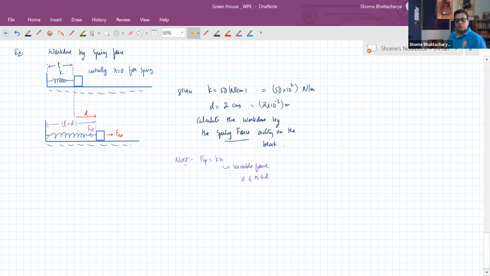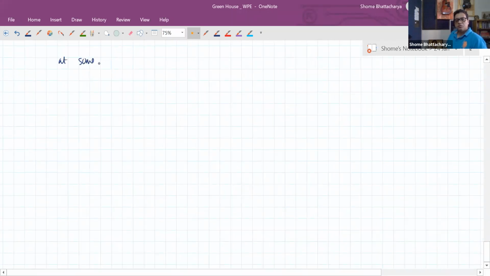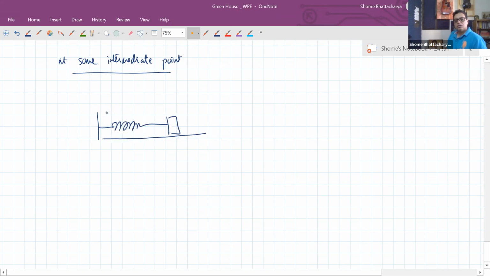So let's just work this out. We will first see that at some intermediate point, that is, you've not yet reached your final state, this is the situation. So x as yet is less than d but greater than 0. So the spring force acting will be how much? It will be kx in magnitude.